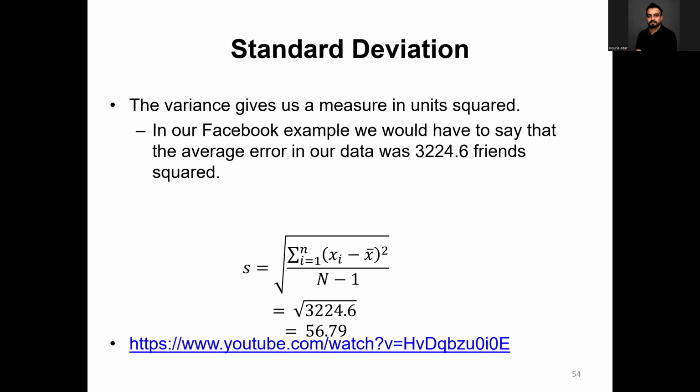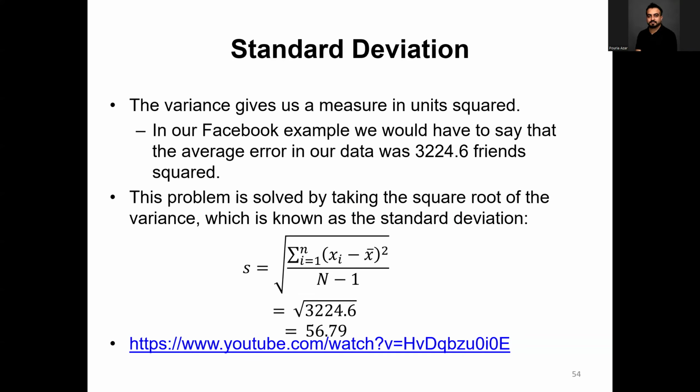The variance gives us a measure in units squared. So in our Facebook example, we would have to say that the average error in our data was 3,224.6 frames squared. It means something, but it is hard to interpret that value.